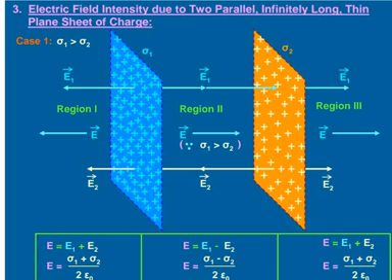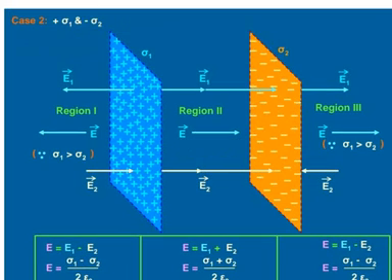And in region 3, you can see that E1 and E2 both are along the x-axis and in the same direction. That means E will be equal to sigma 1 plus sigma 2 upon 2 epsilon naught, and the direction will be along the positive x-axis as shown in the figure. Now let's consider the next case.